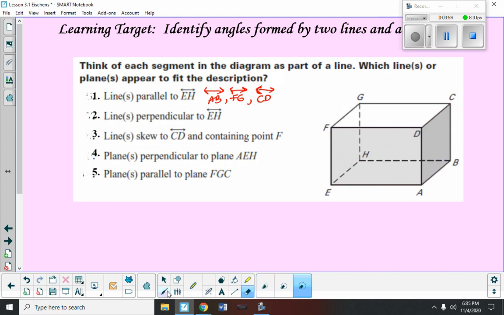Next, we have lines that are perpendicular to EH. So perpendicular means, remember, they meet at a 90-degree angle. So like these two lines would be perpendicular. So we would have line FE, and also this line, line GH. And this line would be perpendicular to this line, which is line EA, and line HB.